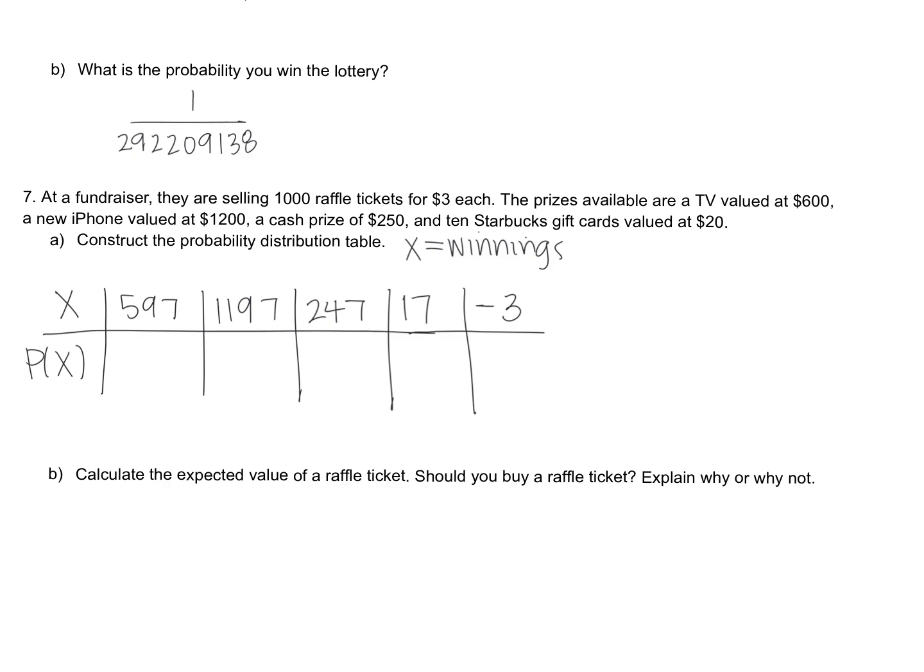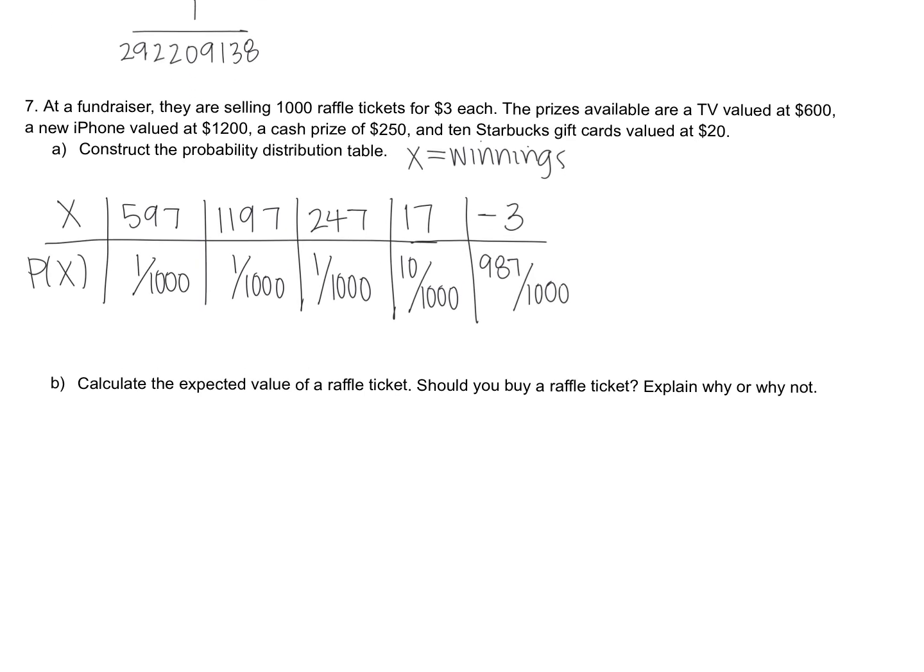Then the probability is how many of the tickets are there for that prize. So there's 1 out of the 1,000 for the TV, 1 out of 1,000 for the iPhone, 1 cash prize, 10 out of the 1,000, and then the remaining are losing. So 1 plus 1 plus 1 plus 10 is 13. So that means 987 out of 1,000 are going to be losing raffle tickets. They're not going to win anything.